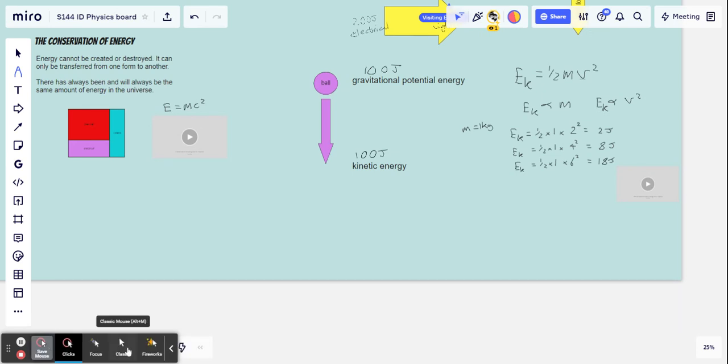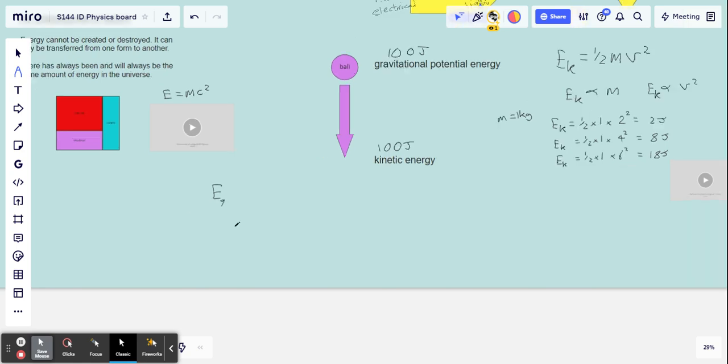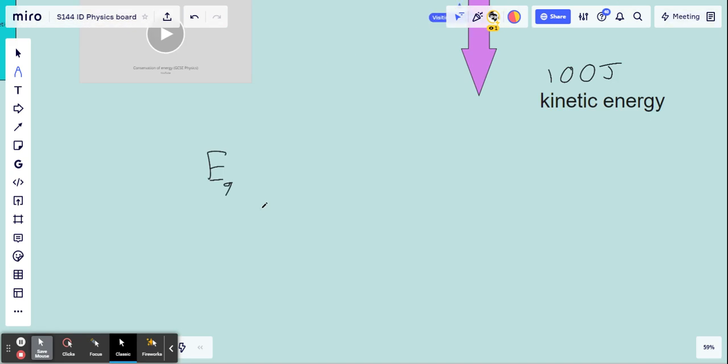Okay, so we're going to look at how to rearrange the formula for gravitational potential energy, and then we're going to do the same for kinetic energy. So gravitational potential energy, which really should be written E with a subscript G, only it's being a bit strange, so I'll just write that. That's supposed to be a G.